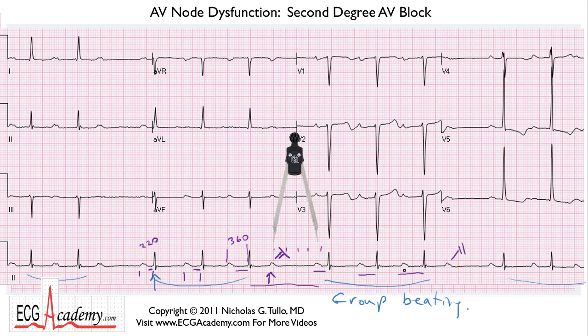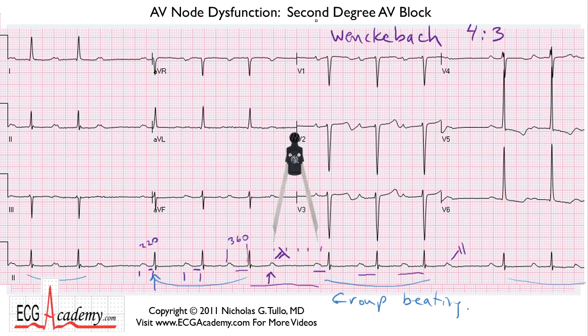And so we have a pattern here. There's a pattern of 4 P waves to every 3 QRS complexes. And this was first described by a guy named Wenckebach. And this Wenckebach periodicity would be expressed as 4 to 3. That's the ratio of the P waves compared to the QRS complexes.